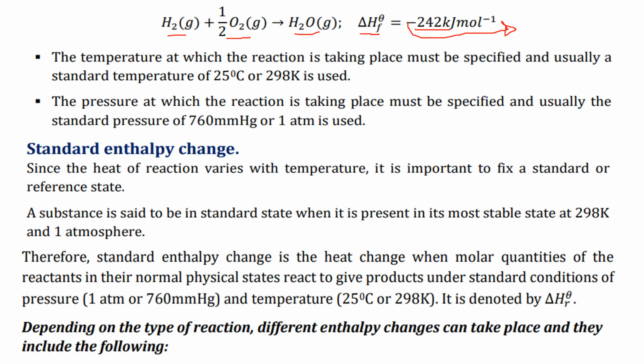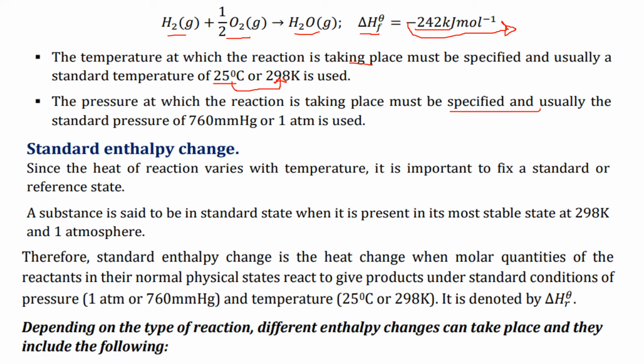So you're going to note that the temperature at which the reaction is taking place must be specified, and usually the standard temperature is always 25 degrees Celsius. Now 25 degrees Celsius in terms of Kelvin, you just add 273, and it's going to be 298 Kelvin. So for any standard reaction, it must be carried out at a standard temperature, which is always 298 Kelvin. And also the pressure at which a standard reaction is taking place must be specified.